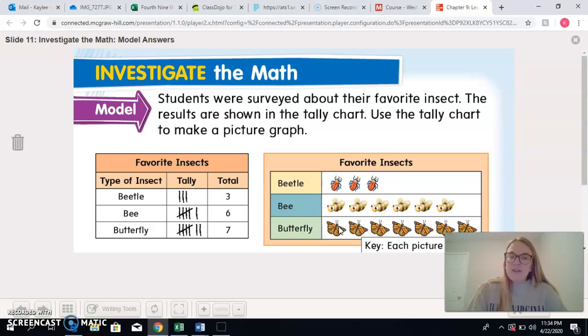So that's just a brief example about the lesson that we are going to be going over today. I wanted to show you that little example before we dived into our workbook page.